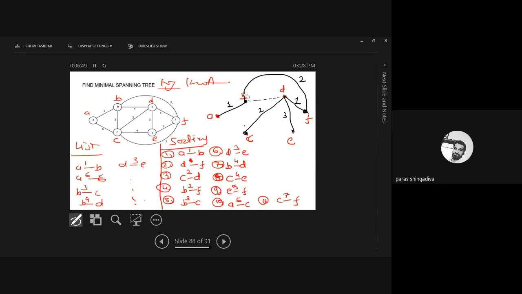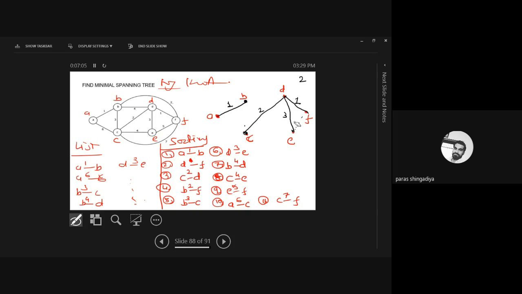So here B and D, whose weight is 4, is also not included. Next is the 5 in between C and F. If we consider this edge between C and F, whose weight is 5, it also creates a closed walk. So that edge also will not be included.